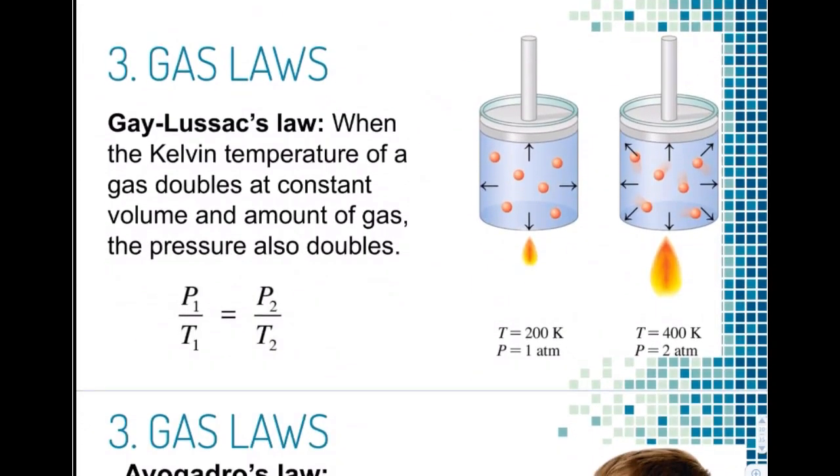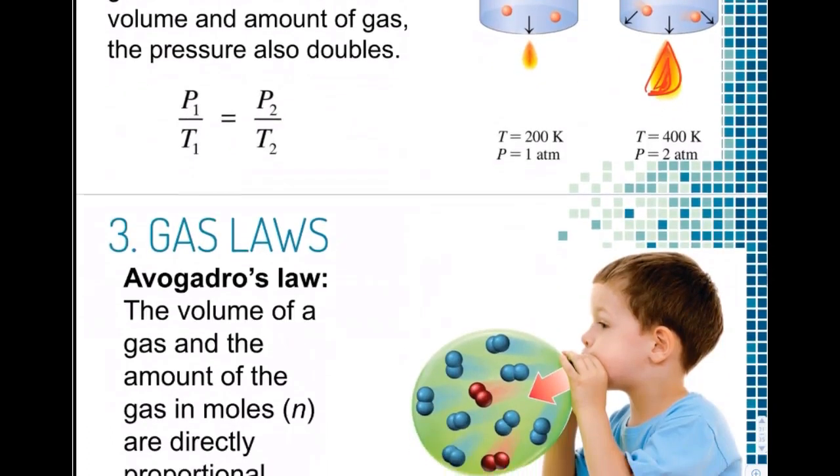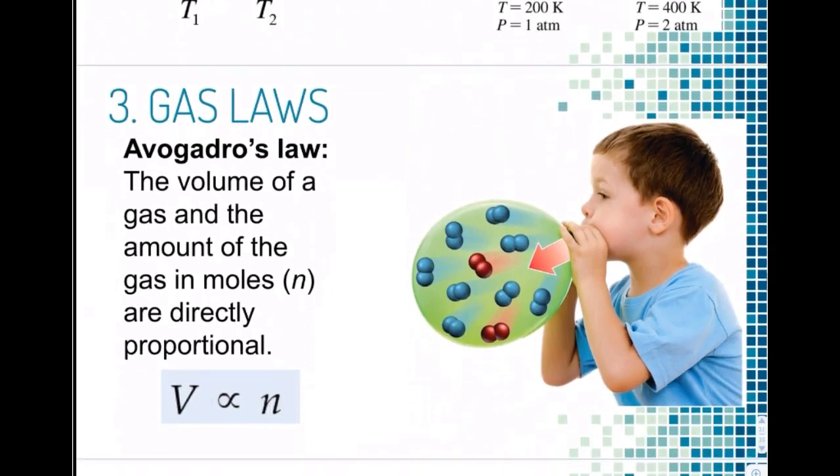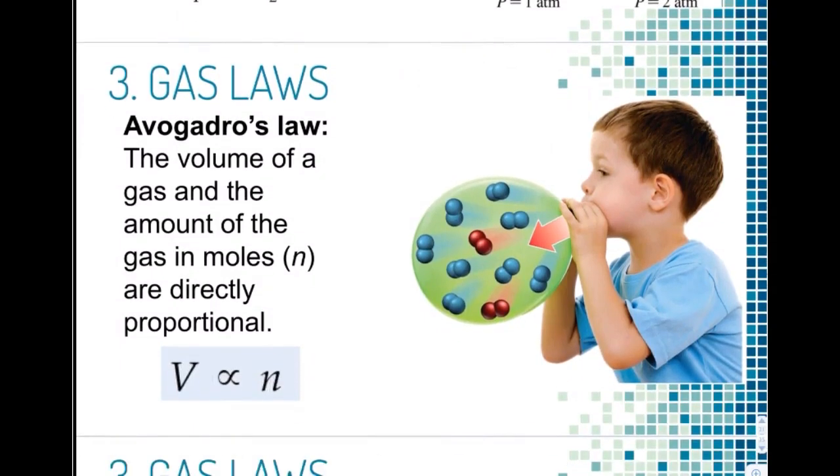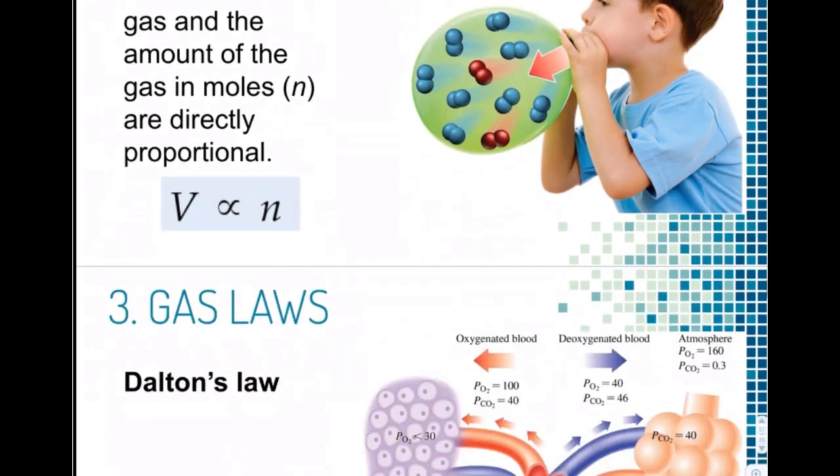Gay-Lussac's law is talking about pressure and temperature. So if you increase the temperature, then your pressure is going to increase because your particles are moving faster. If they're moving faster, then they're hitting the walls of the container harder. So this is a direct proportionality, pressure to temperature. Avogadro's law talks about moles, of course, and so if you add moles to something, the volume increases. And so this kid is blowing moles into a balloon. The balloon's going to get bigger because the volume is increasing.